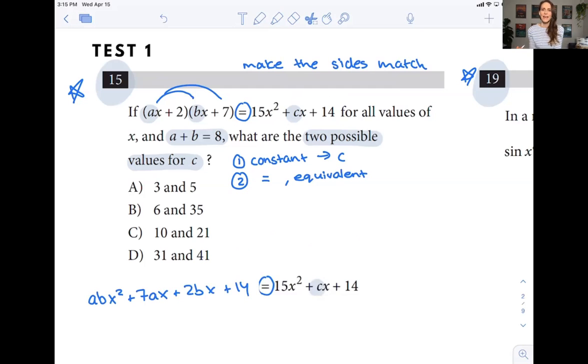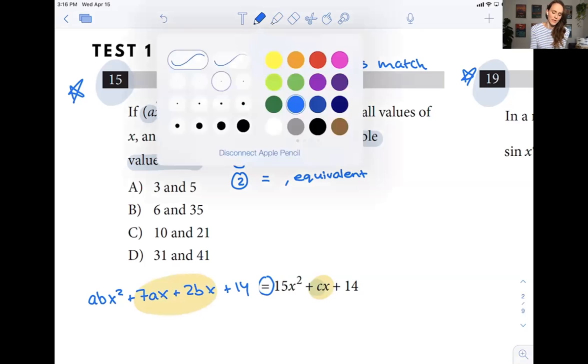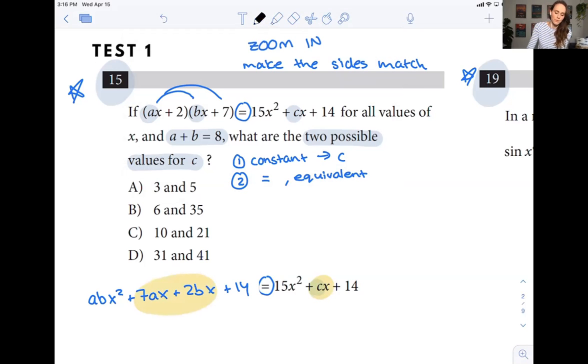Now that I have that, I can zoom in, and we're going to be doing this a lot today too. We're going to zoom in on just the parts that we need. So I'm looking for C, and C is a coefficient of X, right? So I am looking just for this little part. And that is going to be my middle term on the left-hand side too. They give us that A plus B is 8 right here. So A plus B equals 8.